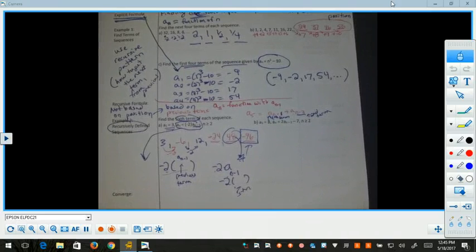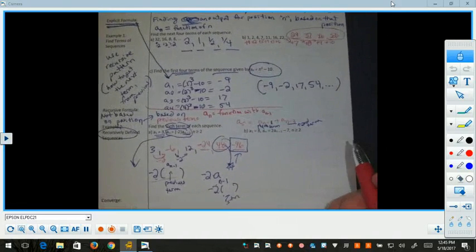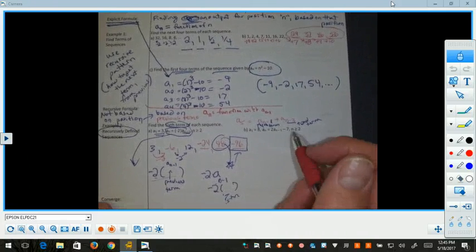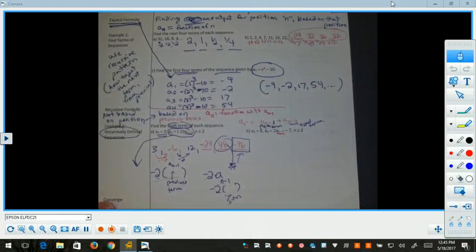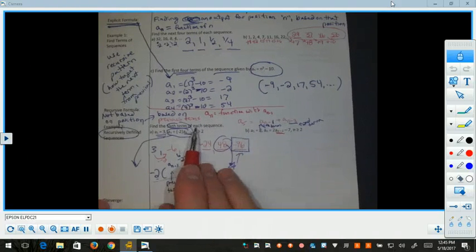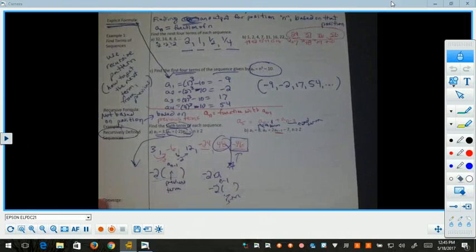Letter B. You look at it and say, is it recursive or is it explicit? Explicit would just have n. You see this a sub n minus 1, which means the previous term. So if I want the 6th term, I have to know what the 5th term is so I can multiply it by 2 and subtract 7.